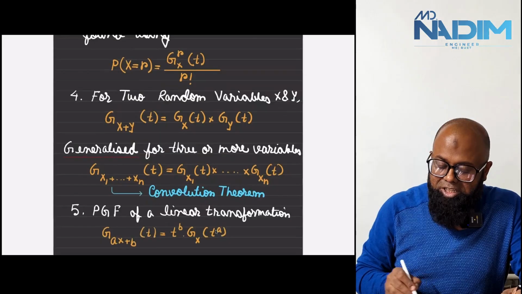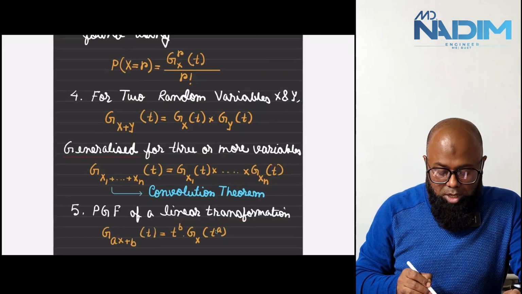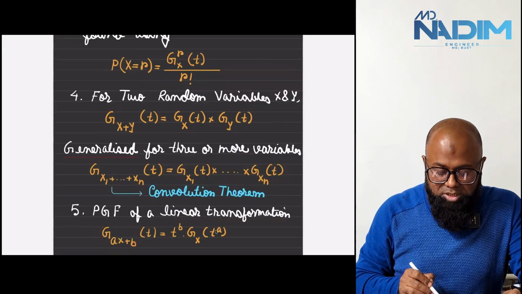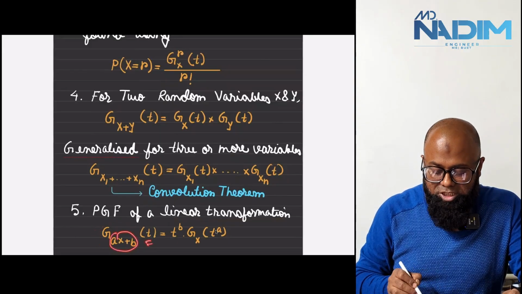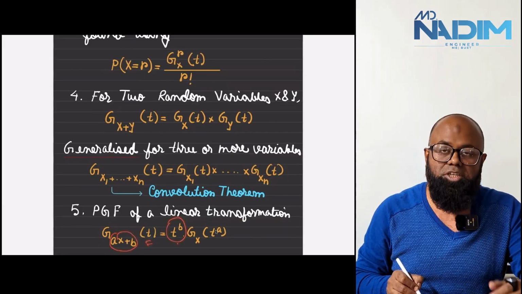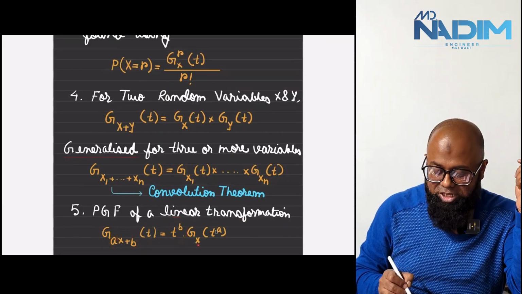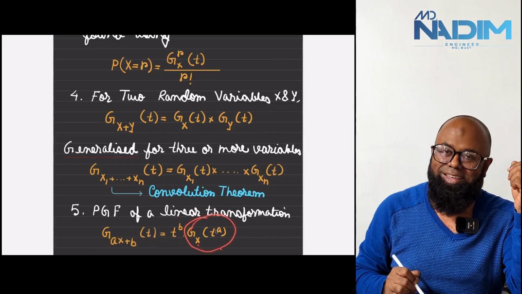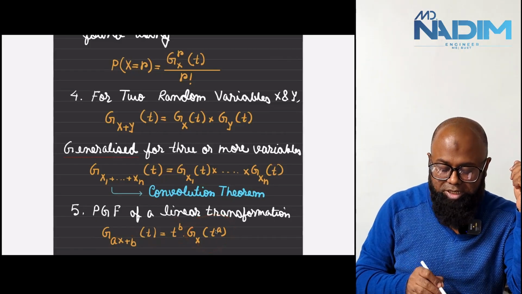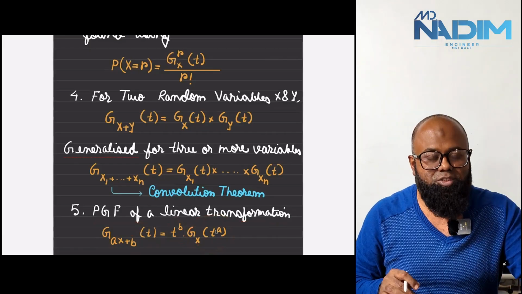Then the PGF of a linear transformation. G of aX plus b, this is a linear transformation, is t to the power b, that means the constant would be the power of t, and GX(t) to the power a. So this is the formula with which we can get the PGF of a linear transformation.